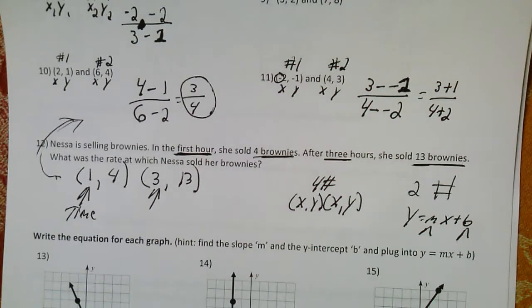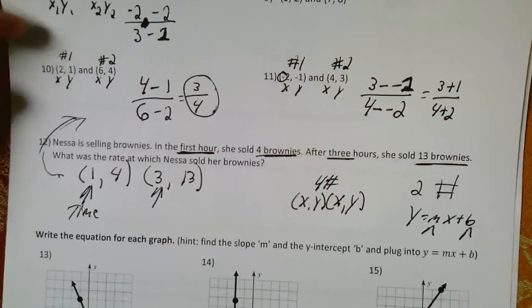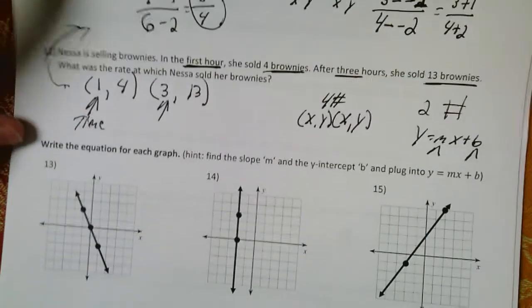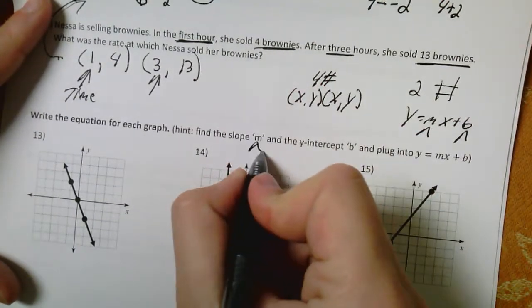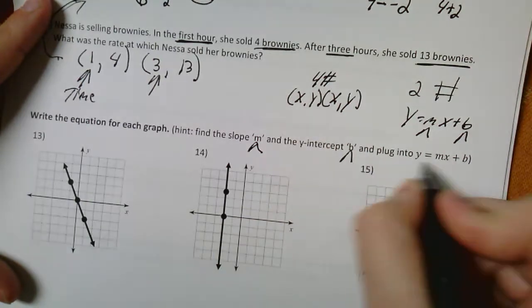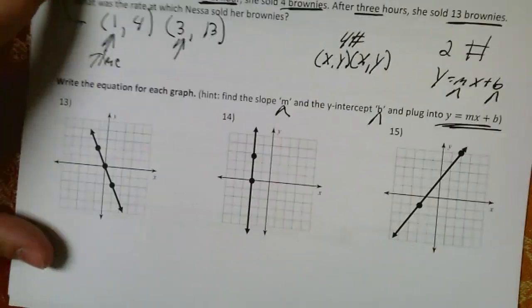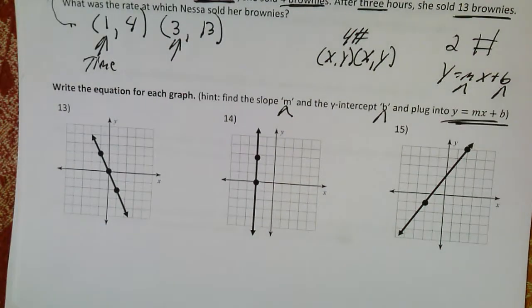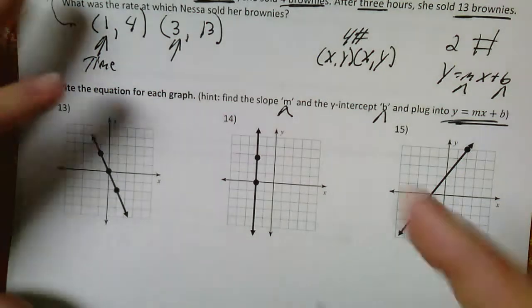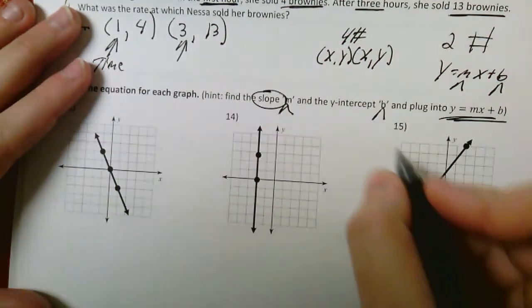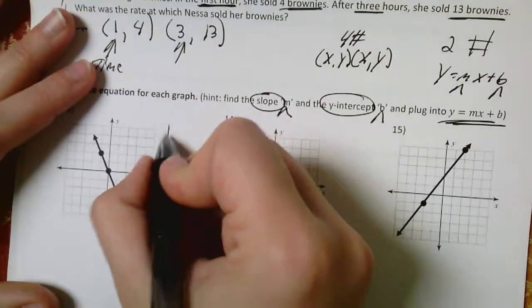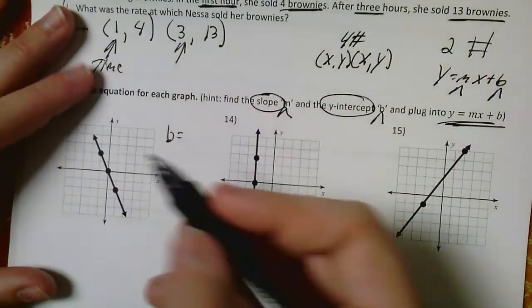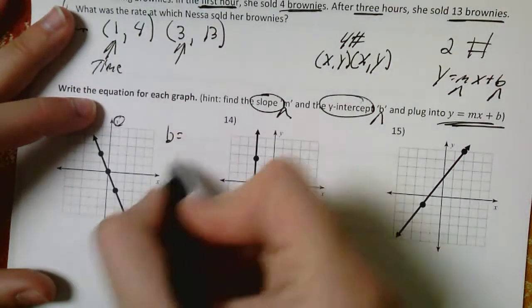Down below it says write the equations for each of these graphs. It even comes right out and says hint, look for your m and look for your b, and then you're really just writing in this equation. So I remind you, what is the m? The m is always your slope. What is your b? The b is always the y-intercept. The y-intercept should actually be the easiest in my opinion, because it's really just saying look at the y-axis, where does it cross? It crosses at 0.